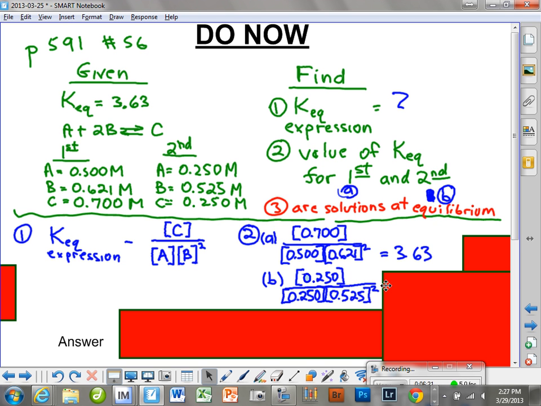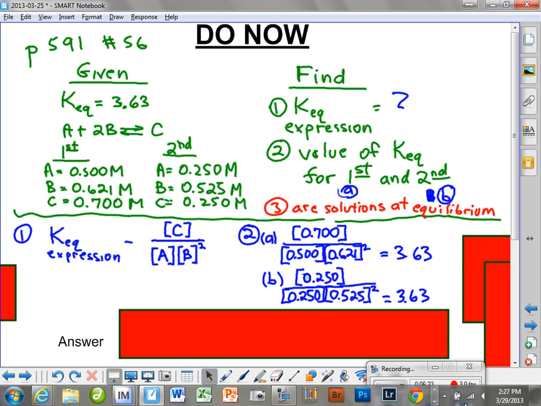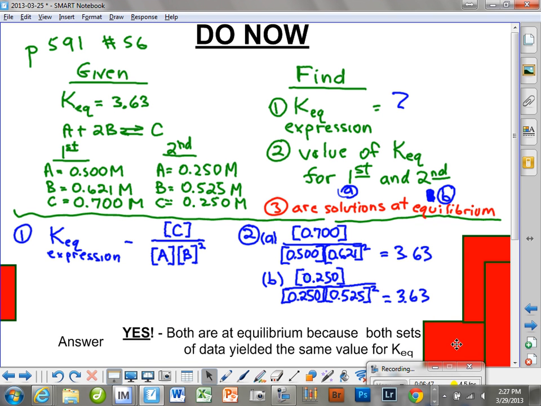So at any rate, this also works out to 3.63. And that's how these two sets of numbers are related. They are both solutions at equilibrium. Solutions of the same three compounds and elements. So the answer, very nice: we are at equilibrium with both of them.